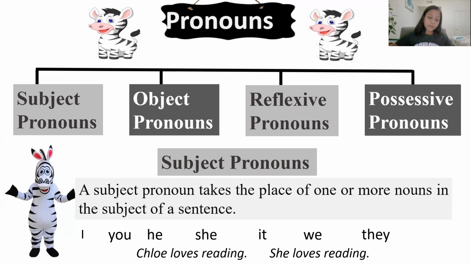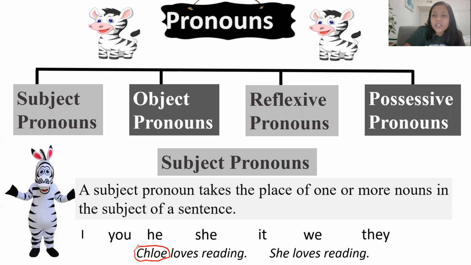For example, we could say Chloe loves reading. So we know who loves reading? Chloe loves reading. What is Chloe doing? She loves reading. Reading is the action that she's doing. Now, who's doing it? Chloe. So we know that Chloe is the subject. So we could say she loves reading.